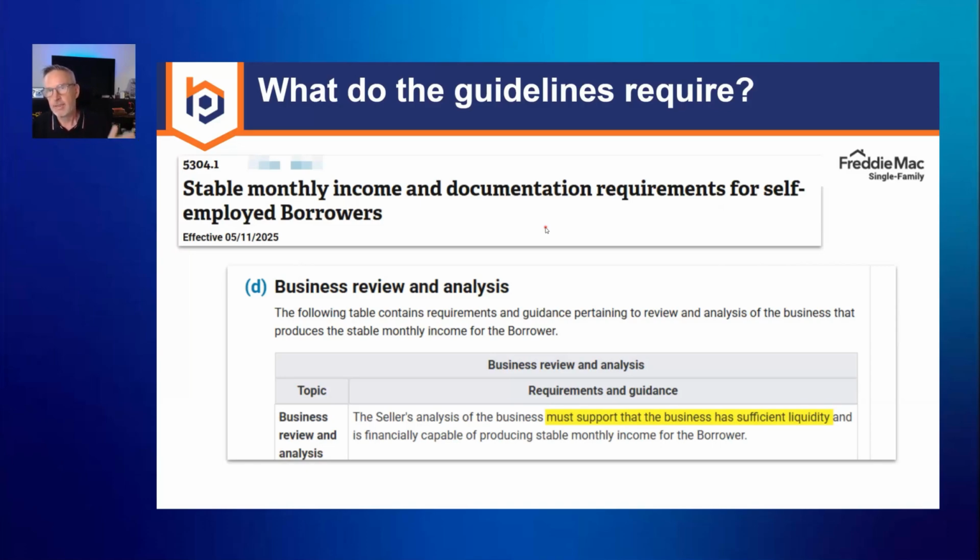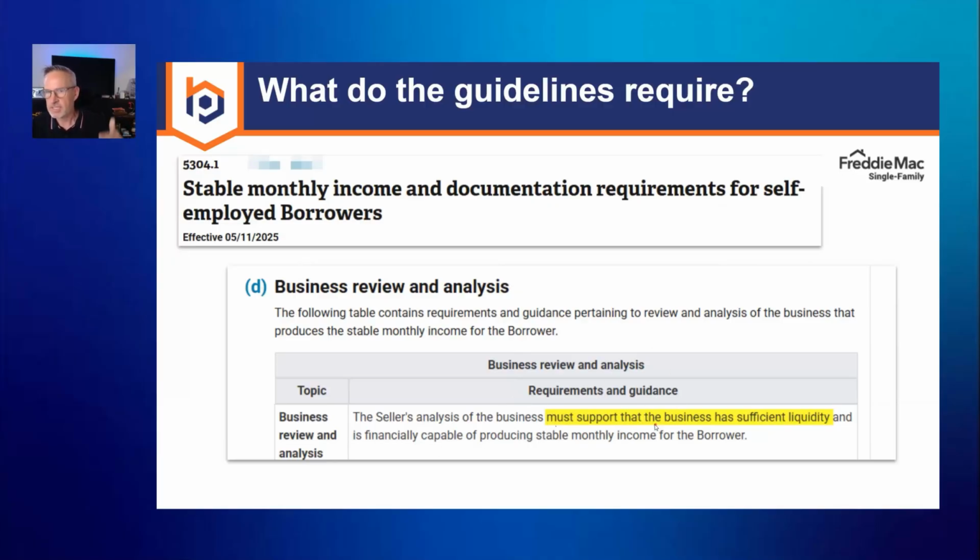Freddie Mac, there is this impression that they do not care about liquidity. And I know where it comes from. It's called not reading the guidelines fully. And I'm going to demonstrate that here. So, stable income for self-employed borrowers, right? The current guidelines. What does it say you have to do? The first thing you must do is support that the business has sufficient liquidity. Does this say you should or could, or maybe if you want to? No, must. So at the very top of the paragraph, requirements.